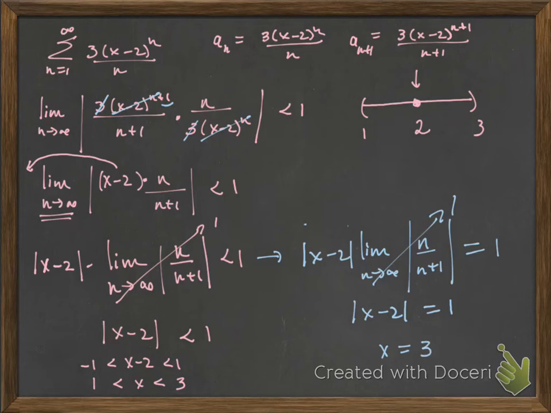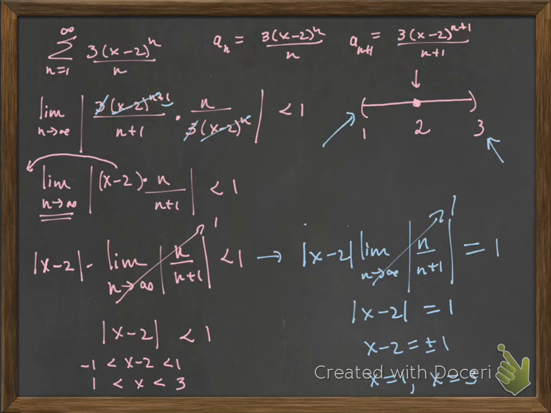Sorry, it's not equivalent to saying that. It's equivalent to saying x minus 2 is plus or minus 1, which means x is 1 or x is 3. And those are precisely the endpoints. So all this tells us is the ratio test only tells us about the interior part of that interval. We need to now do something else to test what happens at 1 and 3.